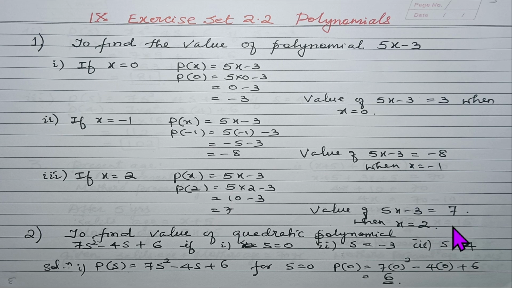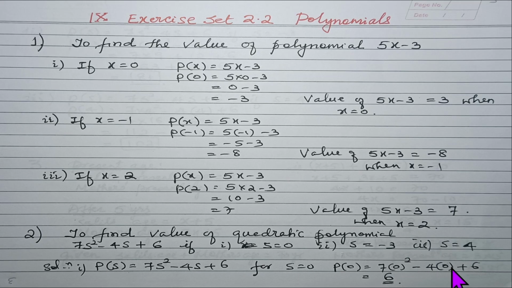So the value of 5x minus 3 is equal to 7 when x is equal to 2. Now the second example is to find the value of the quadratic polynomial 7s square minus 4s plus 6 when the values of s are given as 0, minus 3 and 4. So let us find it with s equal to 0 first. Wherever s is there, put 0.